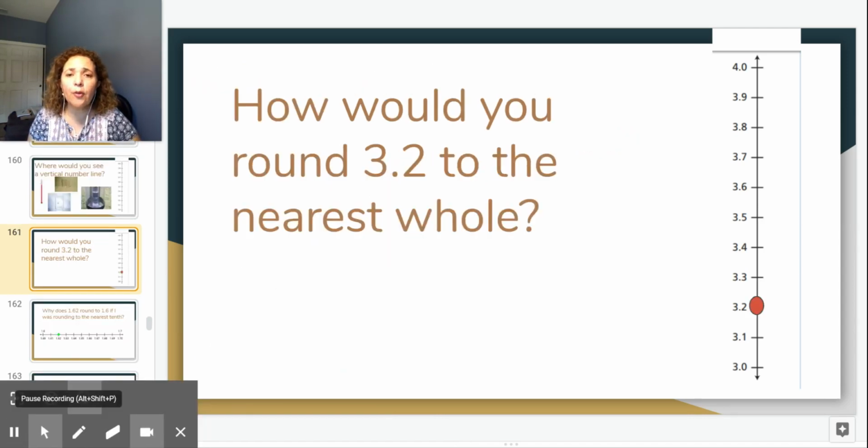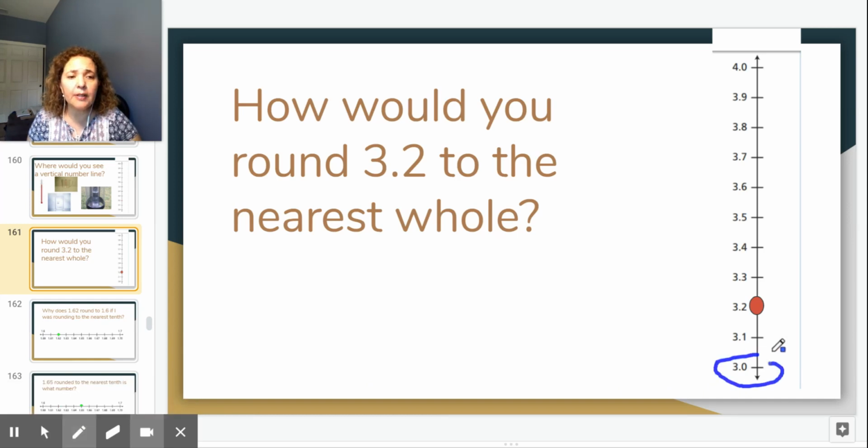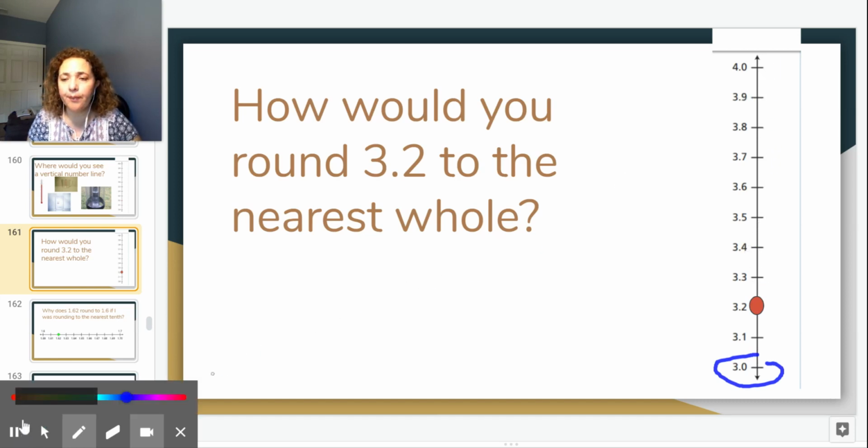Okay, so how would you round 3.2 to the nearest whole? So remember, the nearest whole would be in my ones place, right? So 3.2, would it be closer to 3 or would it be closer to 4? Pause the video and figure out where it would be closer to and why. Okay, well, hopefully you said 3, right? Because it is only 1, 2 away, and it's 1, 2, 3, 4, 5, 6, 7, 8 away from 4.